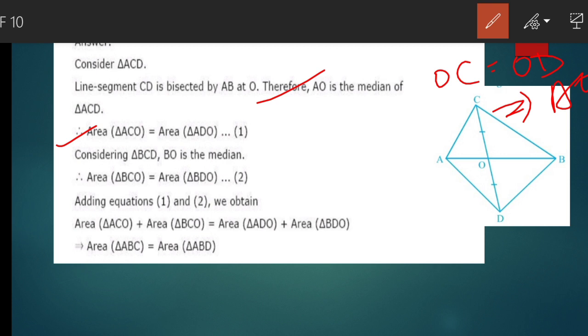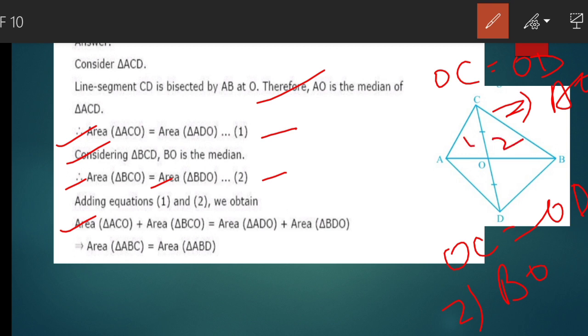Similarly, when we are considering the triangle BDC, we are again taking OC is equal to OD, but here BO is the median. So since BO is the median of the triangle BDC, we will get area BOC is equal to area BOD. Now we are adding equation 1 and equation 2. The left should be added to the left and the right should be added to the right. So area of AOC plus area of BOC, together we will get area of AOD.